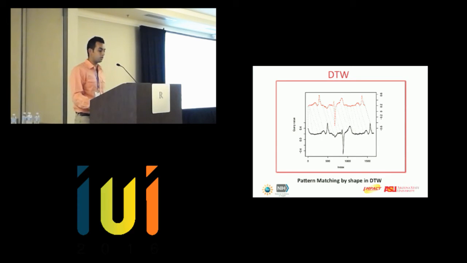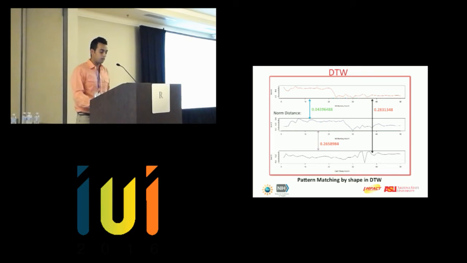So these 2 signals were generated by the same underlying process, but as you can see, there is a lag, and they don't exactly match. But since DTW finds a good alignment, which is seen by the dotted lines, it still gives you a good result for this. And this is the real signal that we used.